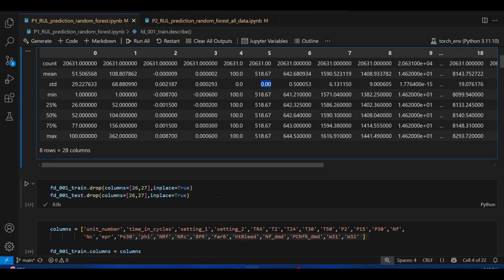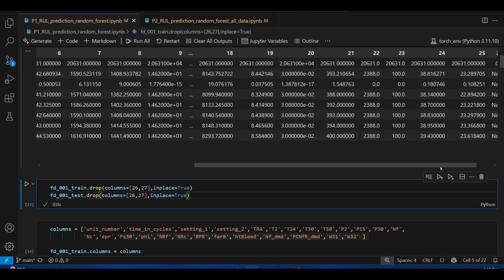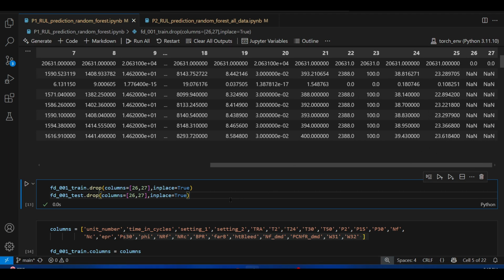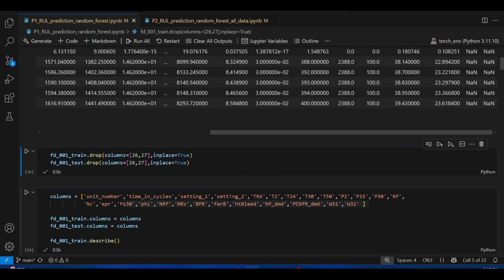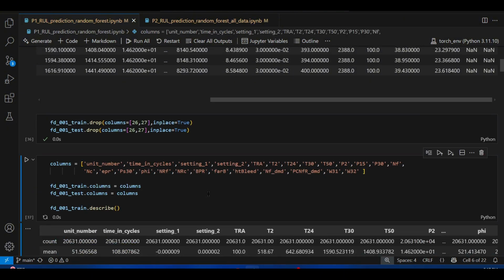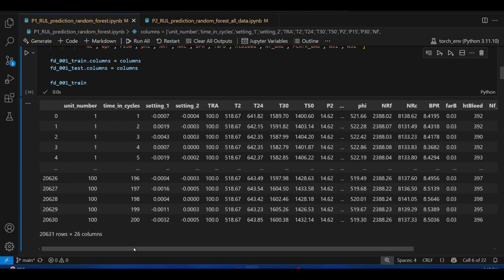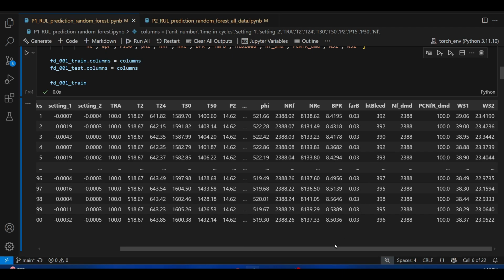So first of all, I'm just deleting 26 and 27 because they are just garbage values. Now I'm renaming all my columns. After renaming my columns, I see they look much better.